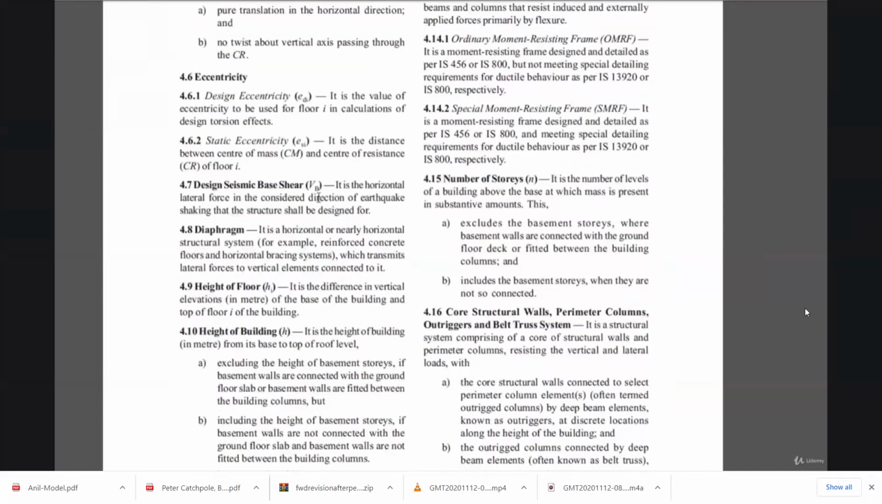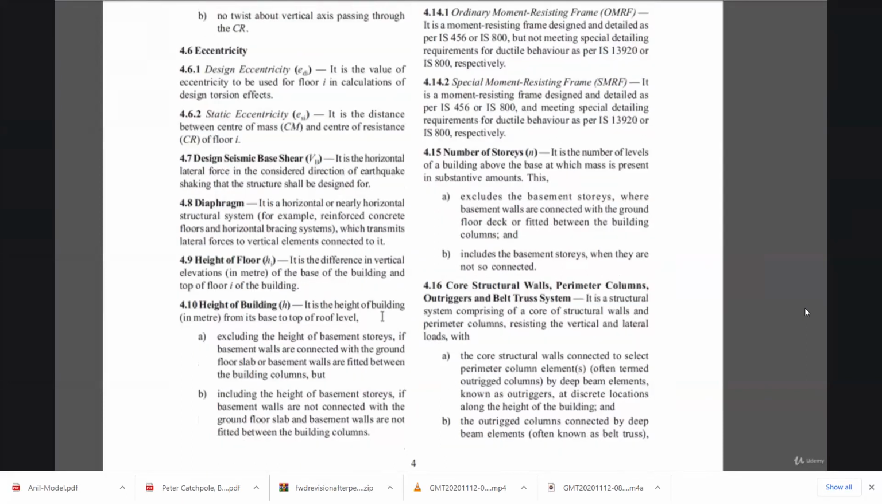Design seismic base shear, diaphragm that we had already assigned, height of floor, height of building. It is a very important definition, the height of the building. Mostly people are confused whether we should include the basement storey height or exclude it. Basically, the height of the building is from its base to the top of roof level, excluding the height of basement storeys if basement walls are connected with the ground floor slab or basement walls are fitted between the building columns, and including the height of basement storeys if basement walls are not connected with the ground floor slab and basement walls are not fitted between the building columns.